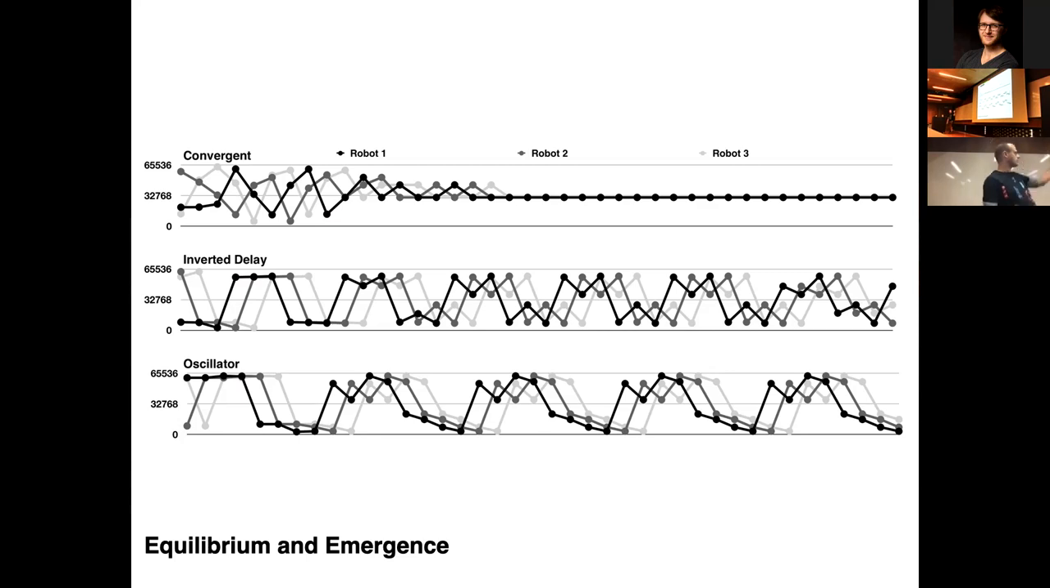This graph has time on the x-axis, and on the y-axis is some kind of binary encoding of this 16 time step rhythm. So each little dot represents one complete 16 time step rhythm. And again, you can see the robots all start out playing different rhythms from each other and different rhythms on consecutive time steps. You see what I'm saying? And then they gradually converge until they're all playing the same thing. So the property here is convergence or equilibrium, like the robots have reached some equilibrium.